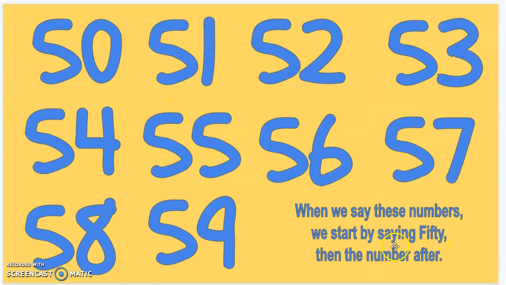When we say these numbers, we start by saying 50 and then the number that comes after. So when we see 50 with a 5 and a 0, we're going to just say the name 50. But when we get here, we're going to say 51, 52, 53, 54, 55, 56, 57, 58, 59. Very good. So remember, when we see these numbers, we say 50 and then we just say 50 with a number behind it.